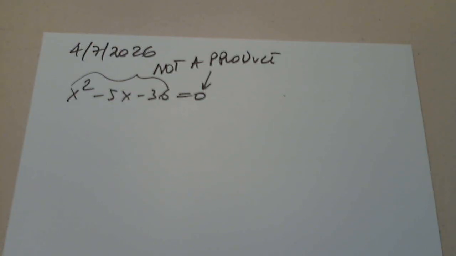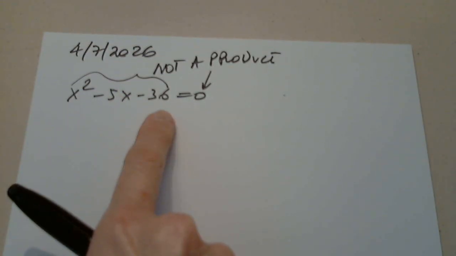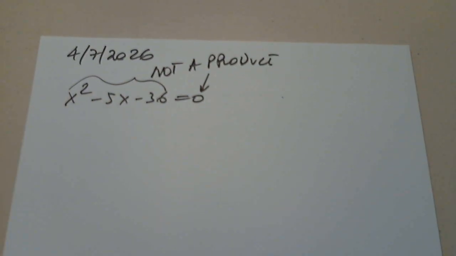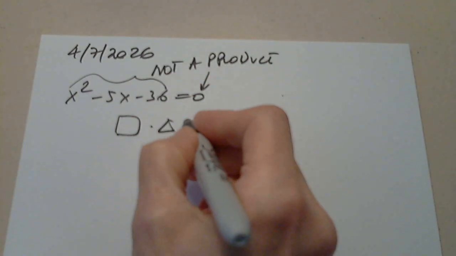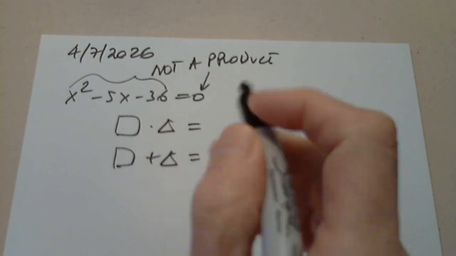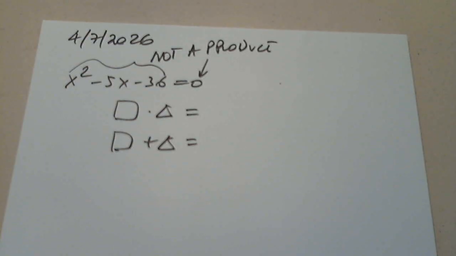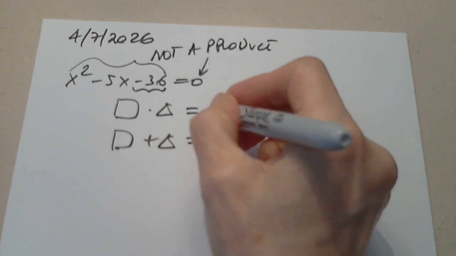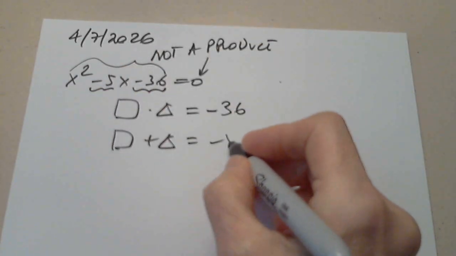So we know it's a trinomial, it's in descending order, no greatest common factor, no negative leading coefficient, no special product, because this is a perfect square, but this is not. 1 is the leading coefficient, so therefore, we try to find two numbers whose product is and whose sum is. So can anyone help? The product is -36 and the sum is -5.